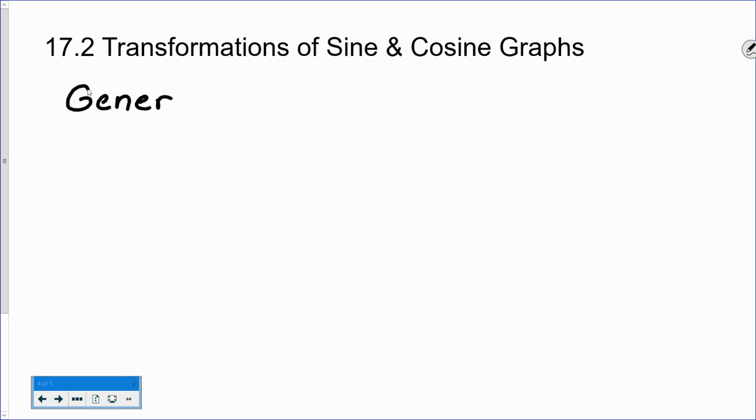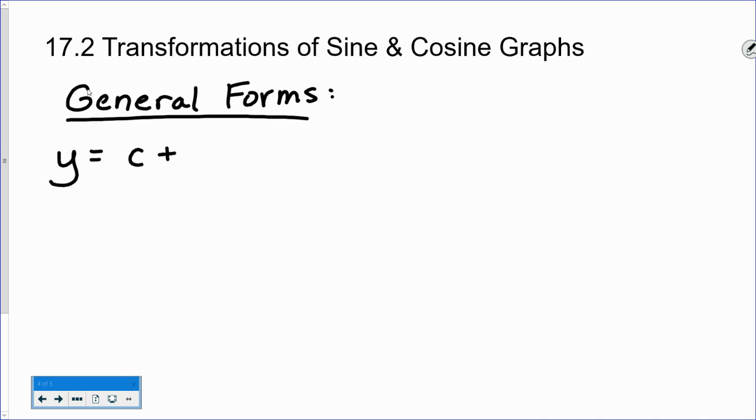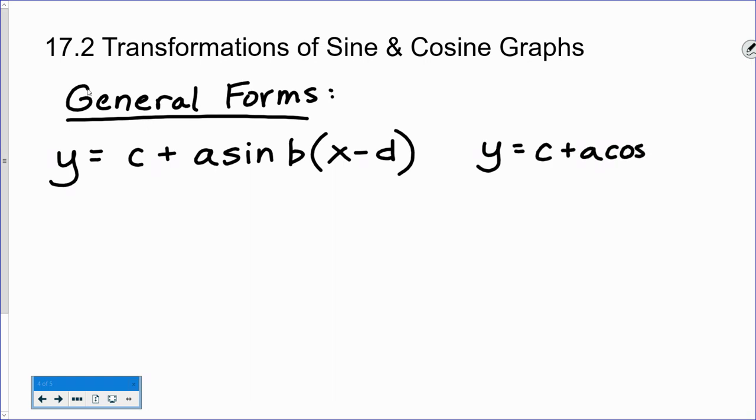So our general forms for our sine and cosine graphs would be y equals c plus a times sine of b times the quantity x minus d. And then the same thing for cosine would be y equals c plus a times cosine of b times the quantity x minus d. Where your a, your b, your c, and your d mean something in terms of how the graph is changing from just the basic sine and cosine graphs that we have been working on.